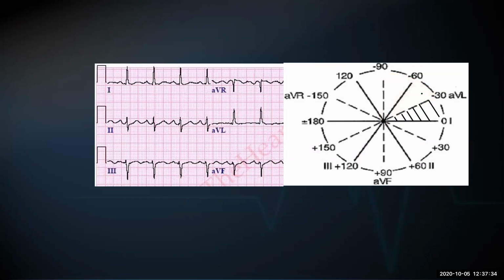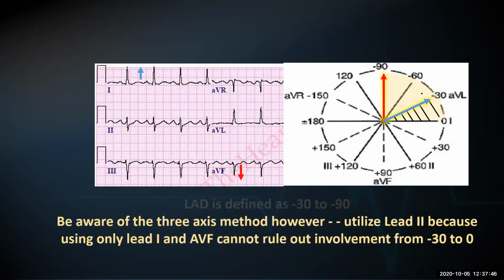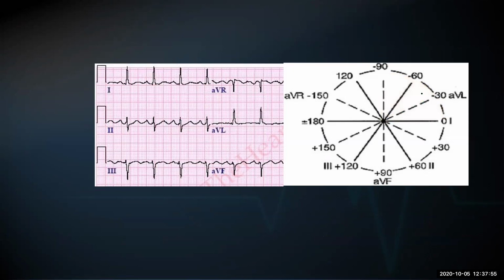But again, be aware of this 3-axis method, however, because as I mentioned, when lead 1's positive, you don't know that it's not in that -30 to 0 region. And as a result, we can use lead 2 because using only lead 1 and AVF cannot completely rule out that it doesn't fall between the 0 and -30. But if lead 2 is positive, then it's likely going to be a normal axis deviation.